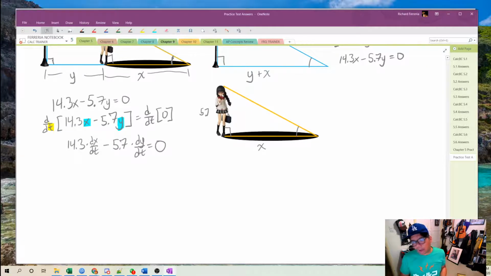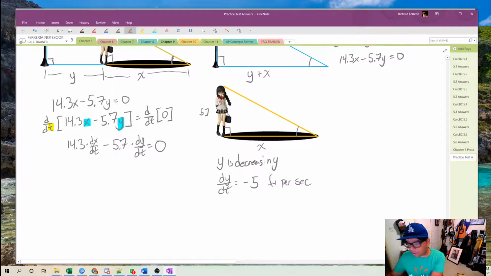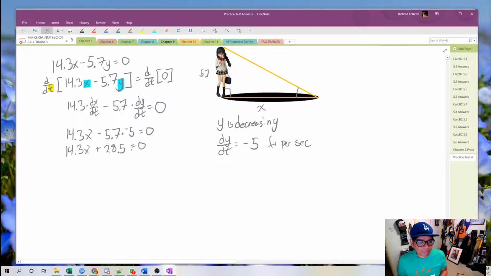So Alexis is walking towards the lamp. So y is decreasing, which means for us that dy/dt is going to be a negative number. And we know that number, that's going to be 5 feet per second. So now we'll substitute our negative 5 into our equation, and let's see what we get. So 14.3x prime plus 28.5 is equal to 0.